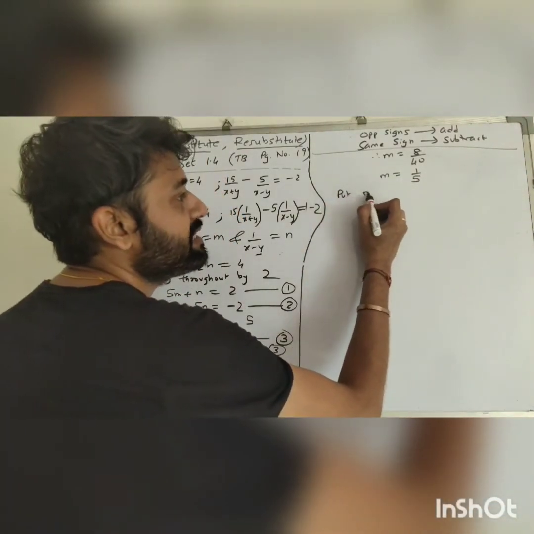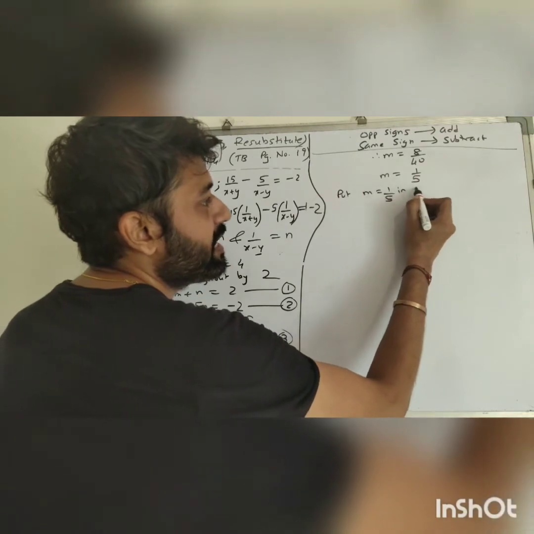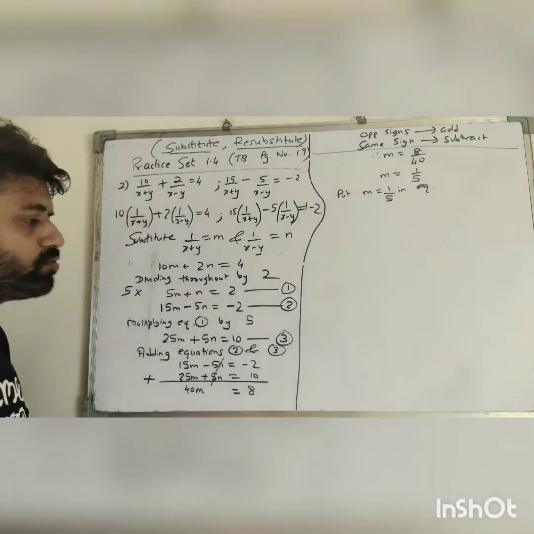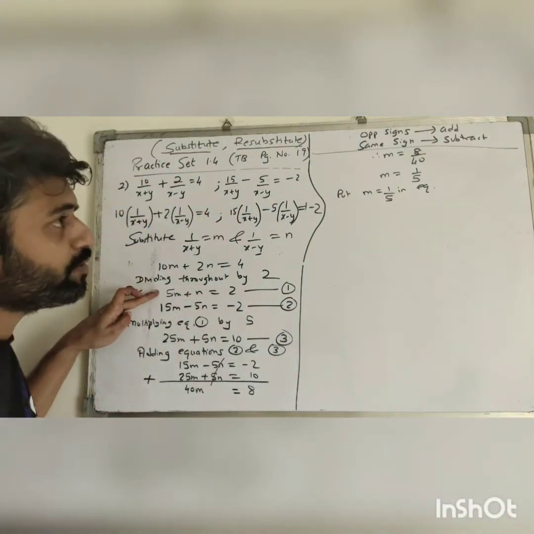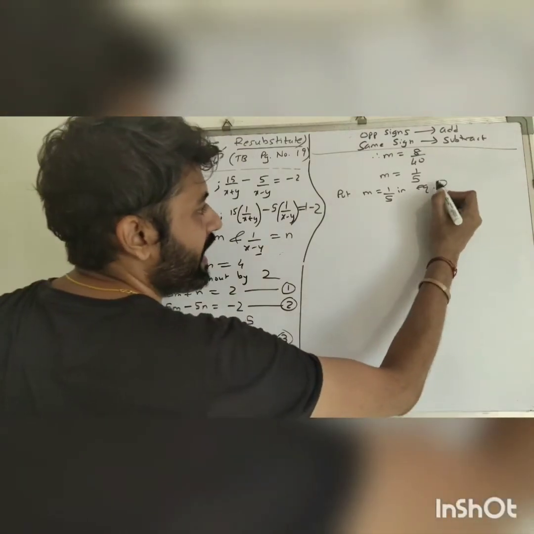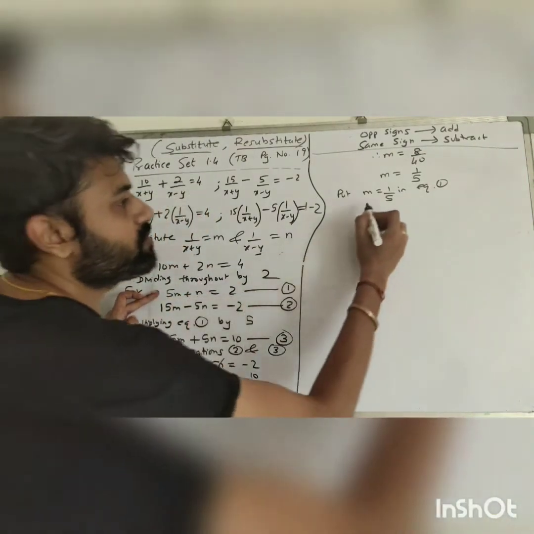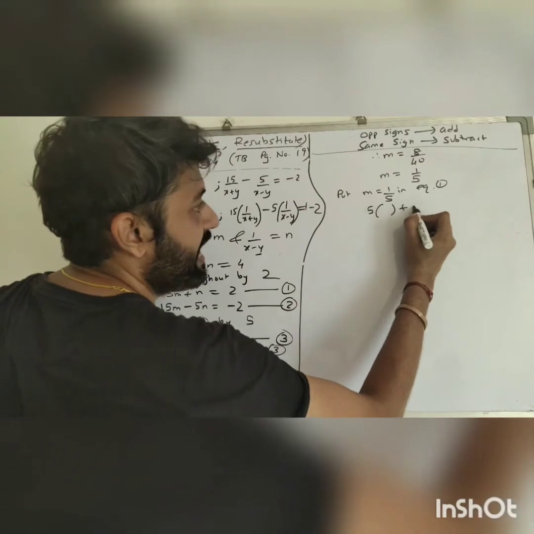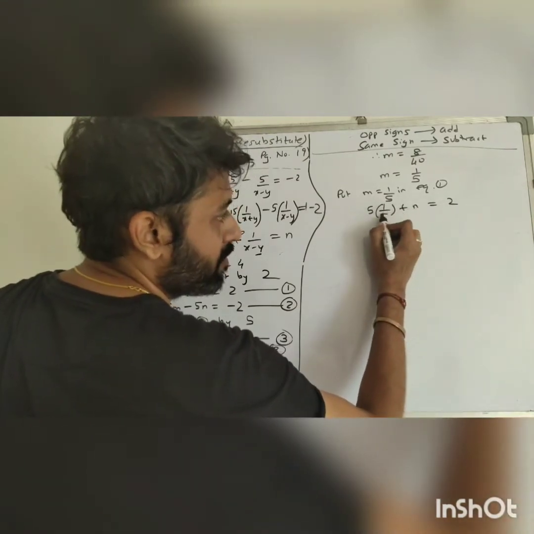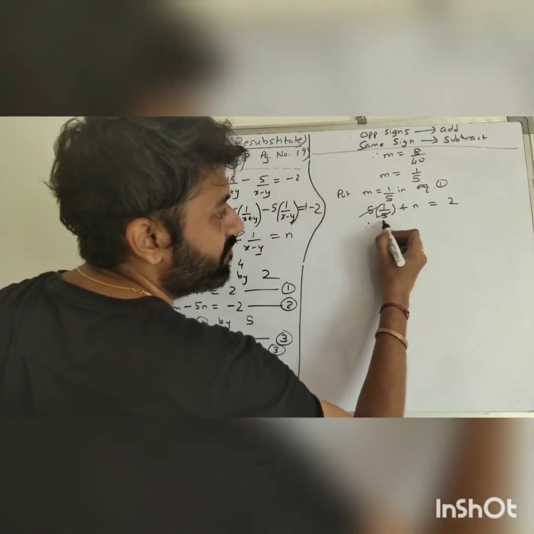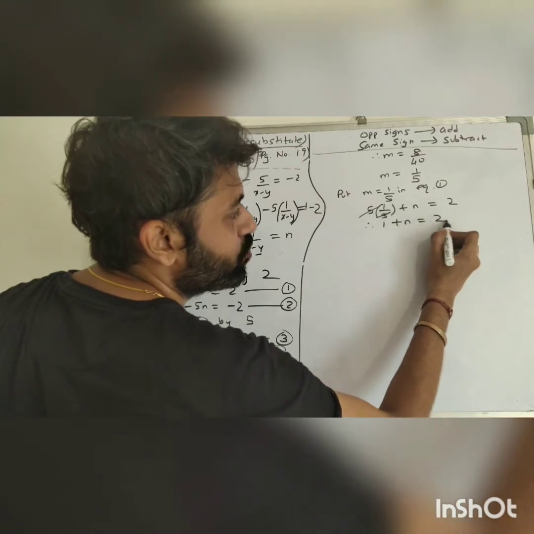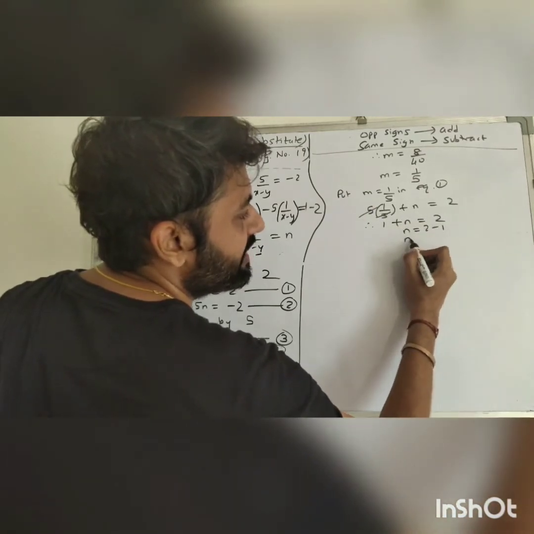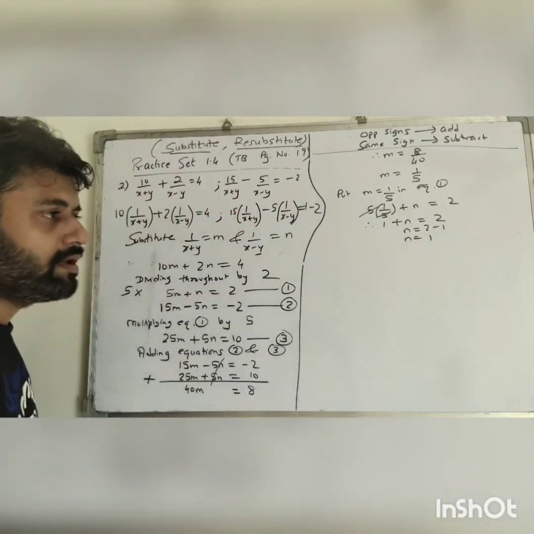Put m is equal to 1 upon 5 in equation 1, 2, 3, whichever you like. I am putting in equation number 1 and I get 5m plus n is equal to 2. 5 gets cancelled. We are left with only 1. 1 plus n is equal to 2. n is equal to 2 minus 1. n is equal to 1.